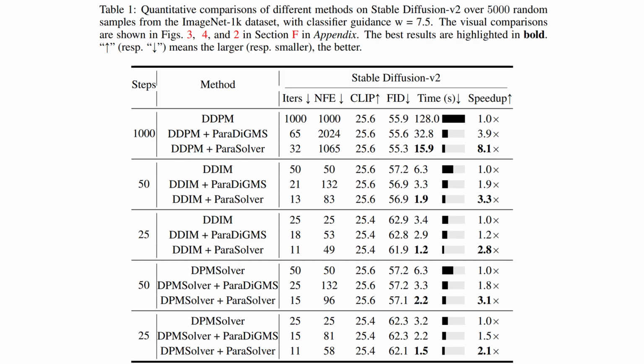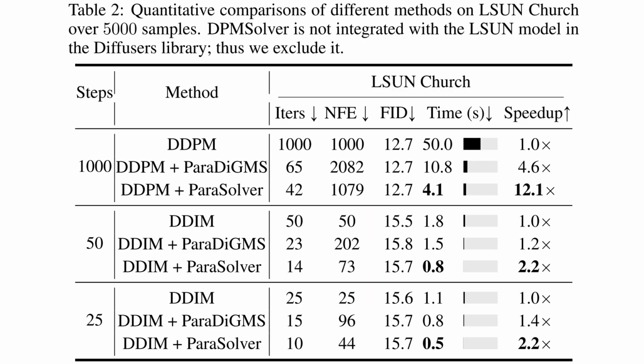Table 1 shows the experimental results on DDPM, DDIM, DPM Solver, and their parallel variants when combined with ParaDiGMS and our ParaSolver, respectively. ParaSolver demonstrates significant acceleration while maintaining comparable FID and CLIP scores. Notably, it achieves a remarkable wall clock time speedup of up to 8.1 times, setting a new benchmark for parallel diffusion methods. Similarly, ParaSolver consistently surpasses existing methods, delivering speed improvements of 2.2 times to 12.1 times on the L-Sun Church model across varying step configurations.